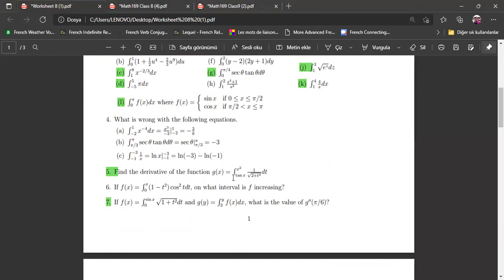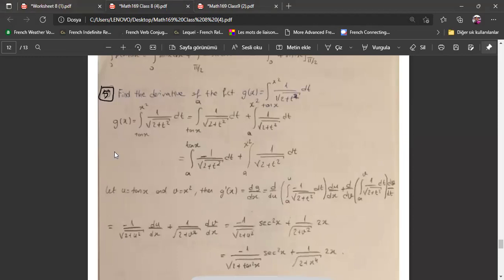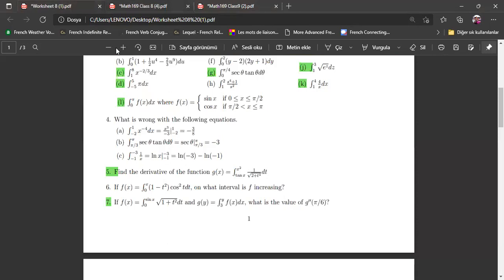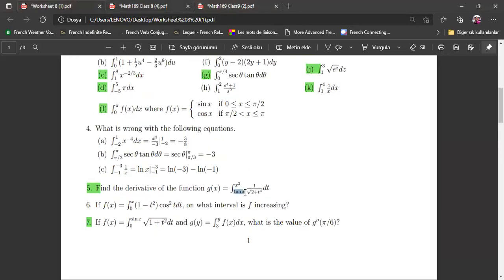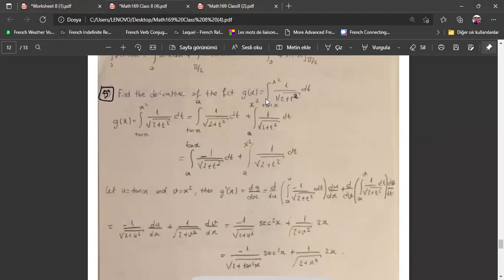Now we will find the derivative of this function g of x, okay? Now we have this, let's look at here. We have tangent x and x squared, okay? We cannot directly apply the fundamental theorem, right? So we need to play with these boundaries first. So we can write it as a sum of these two integrals.